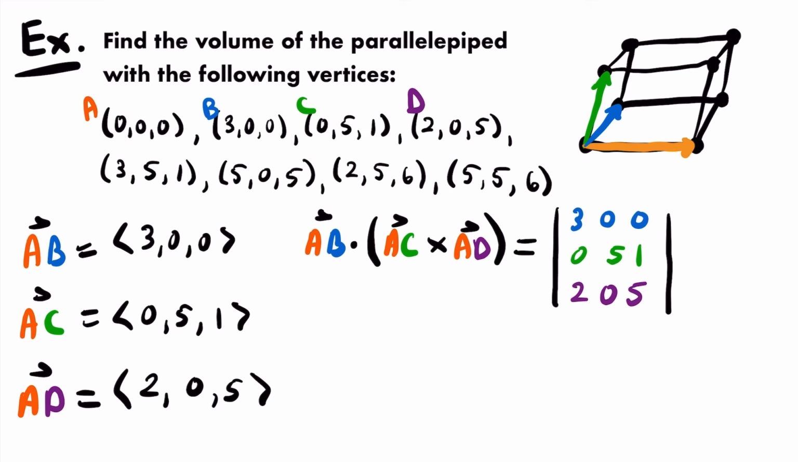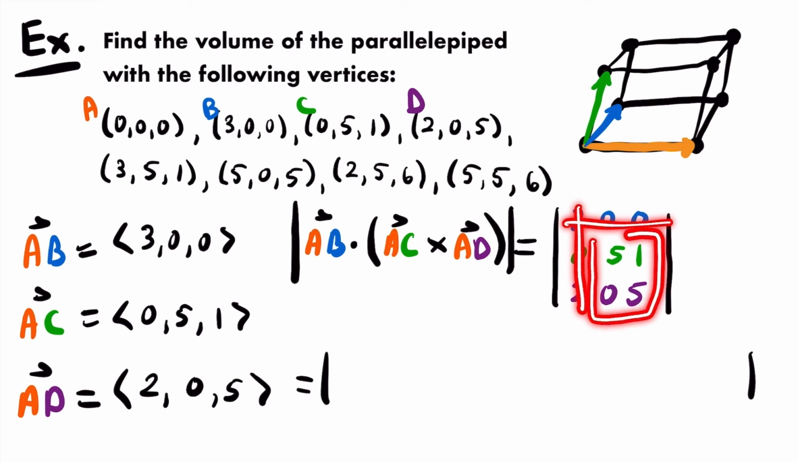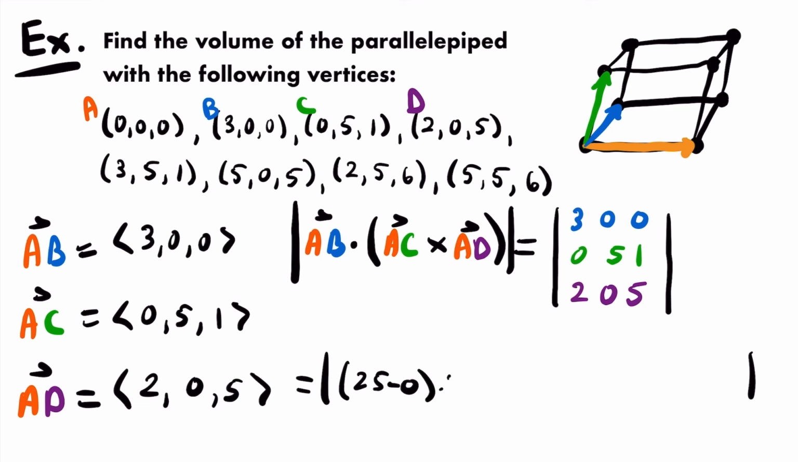Okay, so now let's calculate this 3 by 3 determinant. And remember, we are going to be taking the absolute value of this triple scalar product. So this will be equal to the absolute value of whatever we get here. We'll start by looking at 3. We'll cross out the row and the column that it's in and multiply 3 by the 2 by 2 determinant of these 4 leftover values. So we have 5 times 5, which is 25, minus 1 times 0, which is 0. So we have 25 minus 0 times 3.